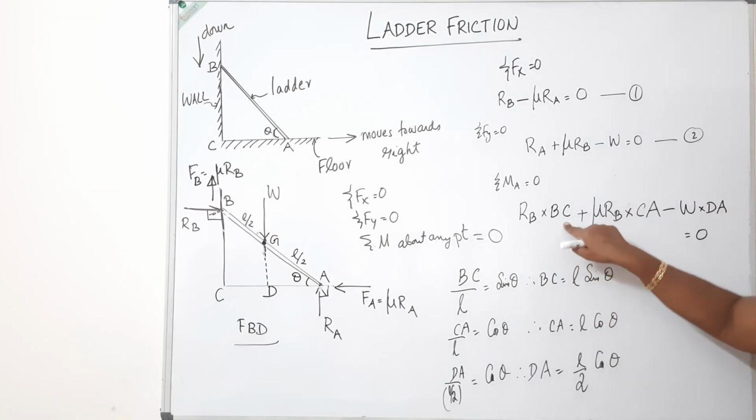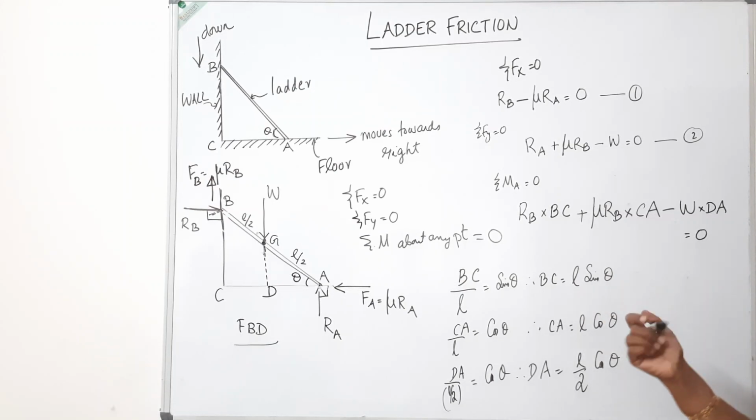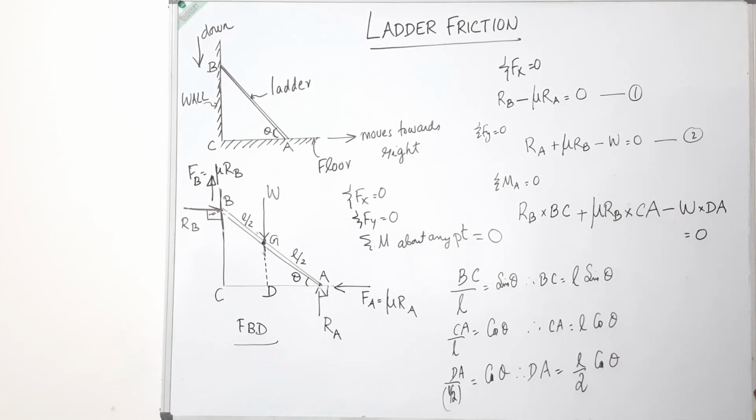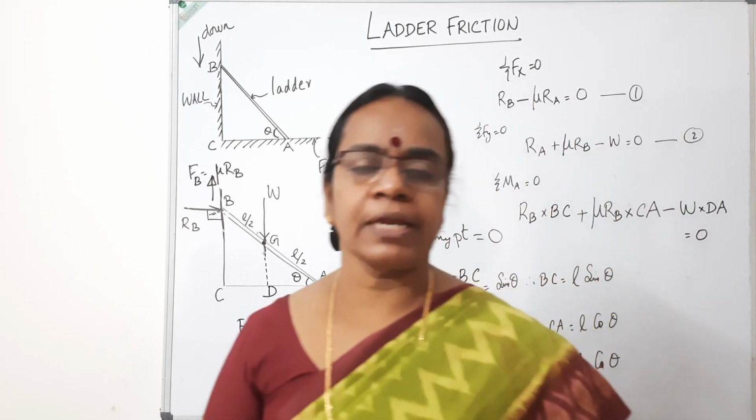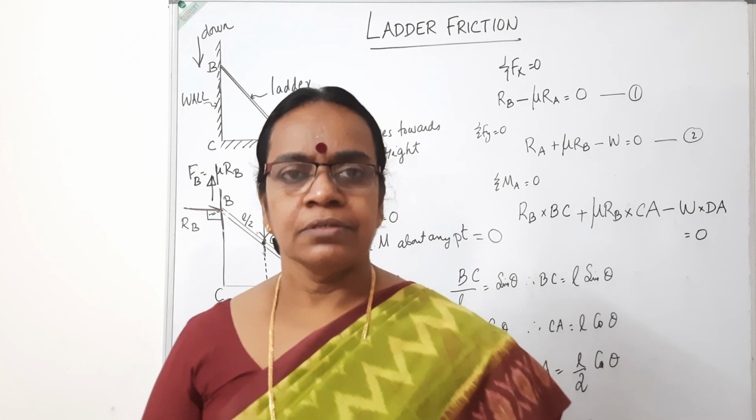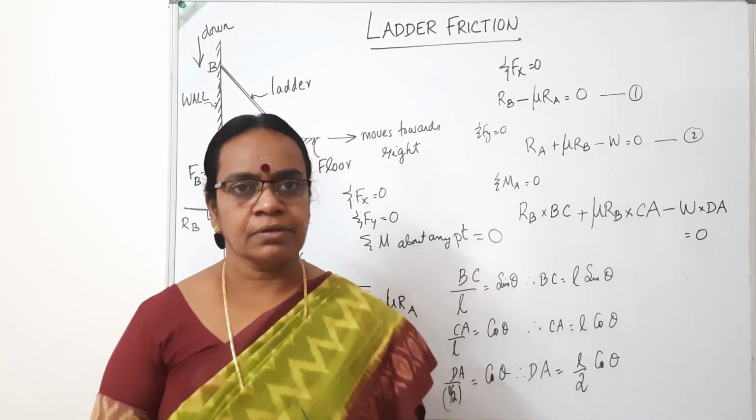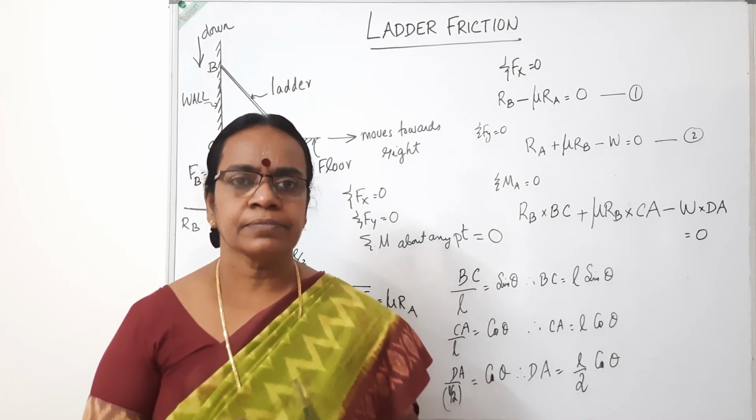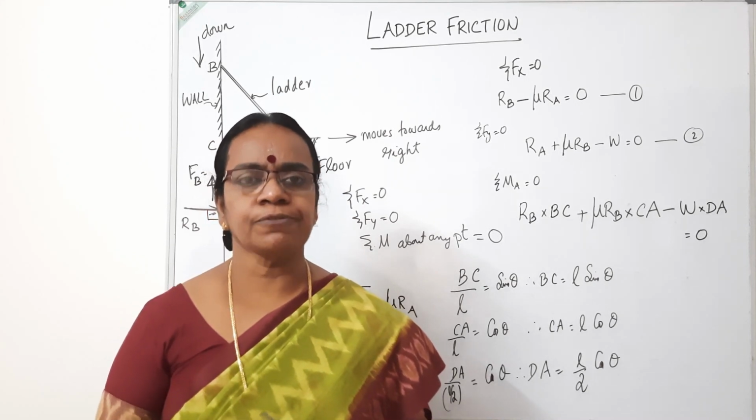So in this equation, I can substitute everything in terms of L, sin theta and cos theta. L is known to us, so from this equation we can find the value of theta. That will be one question. If theta is given to you, you may be asked to find the normal reactions at the contact surfaces. We can see numerical examples of both types. The general principle in ladder friction is to draw the free body diagram, use the three equilibrium equations and solve for the unknowns.